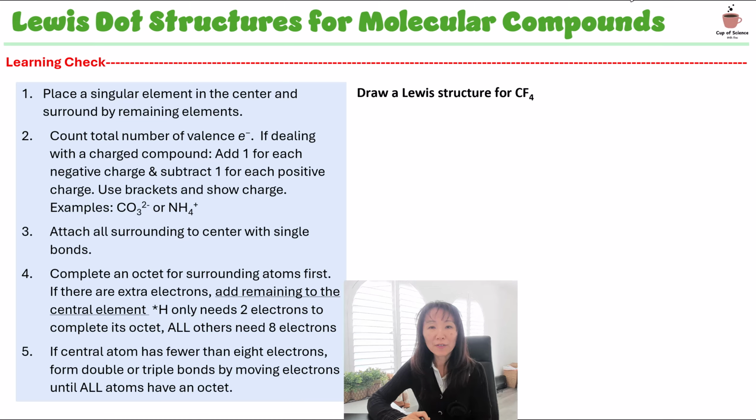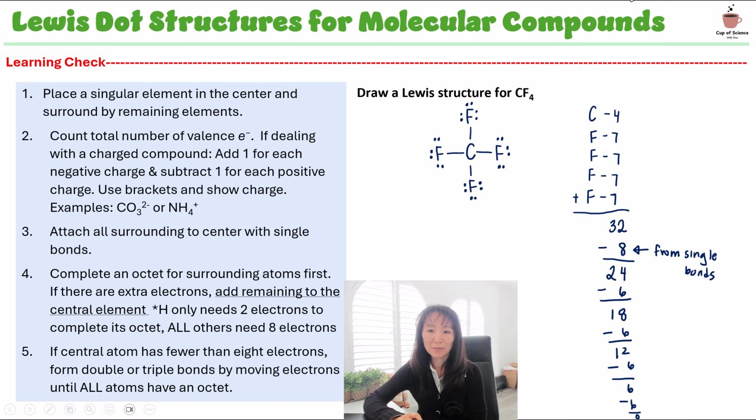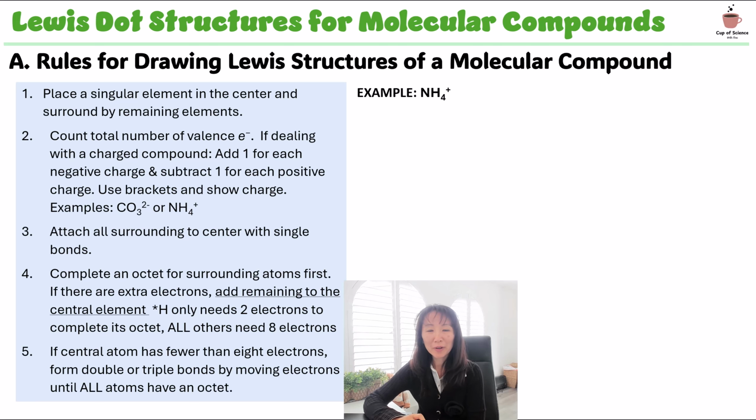You're going to follow the very same rule for carbon tetrafluoride. Try this and come back and check the key. And here is the key. Now we're going to be dealing with a compound that has a charge. Let's start with number 1. I want you to try number 1 by placing the singular element in the center and then surround it by the remaining elements, and come back and let's move on together from there.